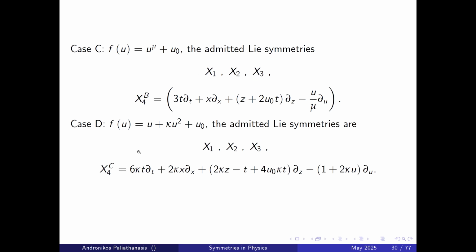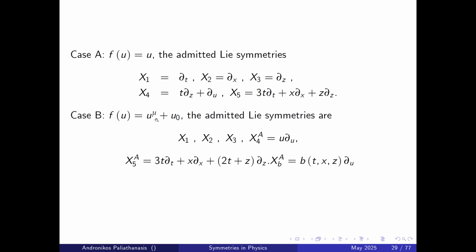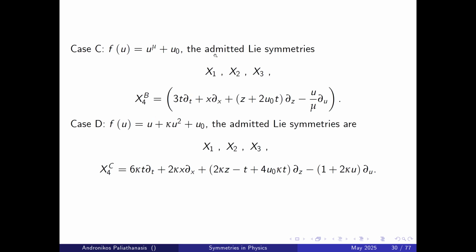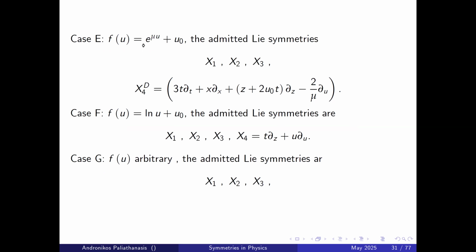When f(u) is, sorry, I made a mistake here. This should be a constant, not this, this should be a constant without the u. So when C is this one, we have these symmetries. When D is this one, and f is this form, we have these symmetries. When it's exponential, we have these symmetries. When f(u) is logarithmic, we have these symmetries. And for arbitrary f(u), the admitted Lie symmetries are just 3.